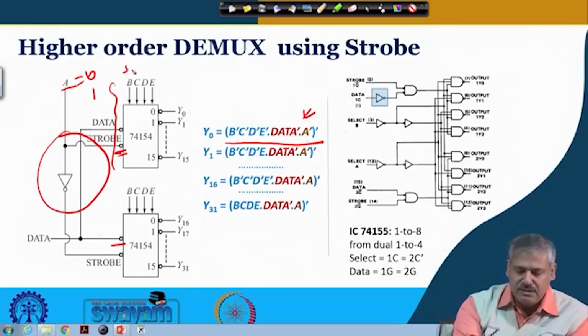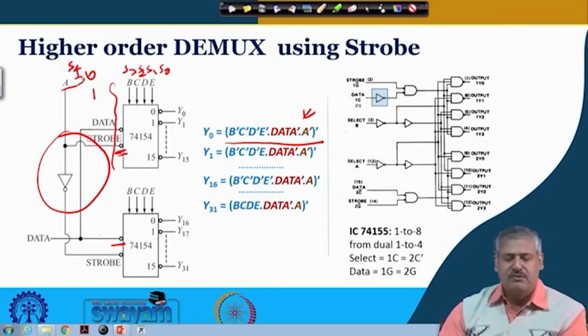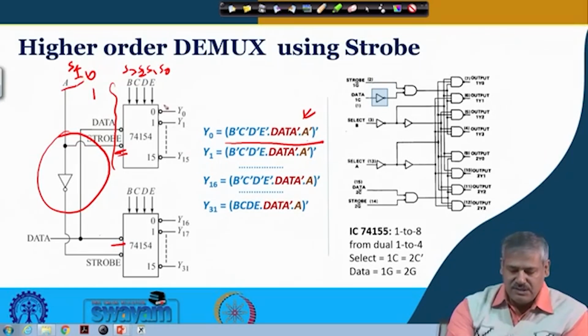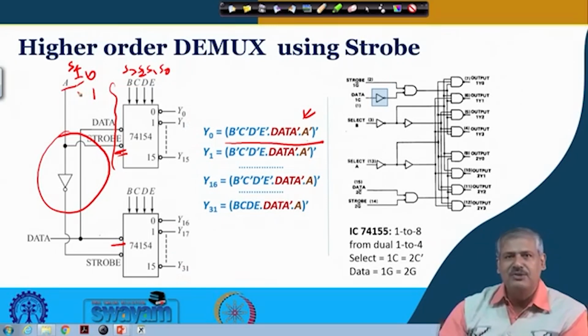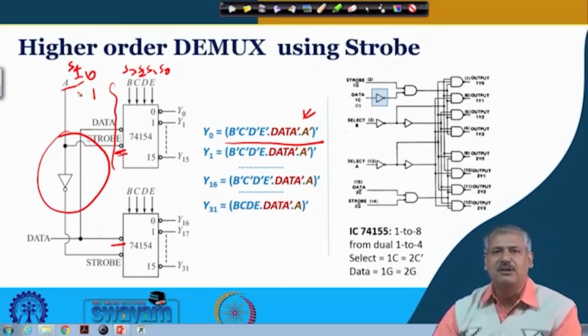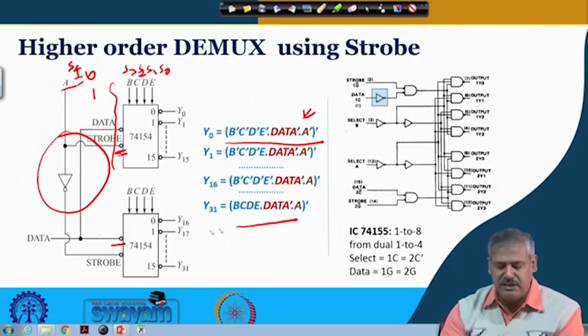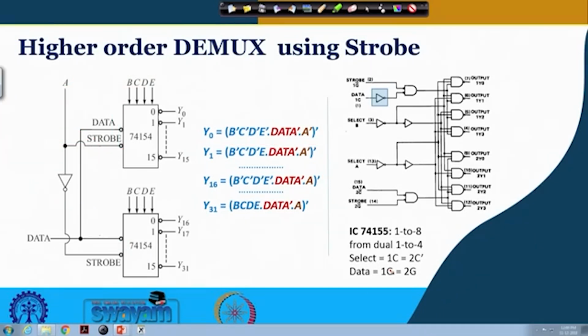Okay. So if this is S3, S2, S1 and S0, this becomes your S4, right. So this is your 1 to 16 and this is 1 to 16, together with this one we are getting a 1 to 32 demultiplexer. Clear? So this is the basic IC 74154 equation which we have seen before. So strobe, okay, we are converting to a select input.